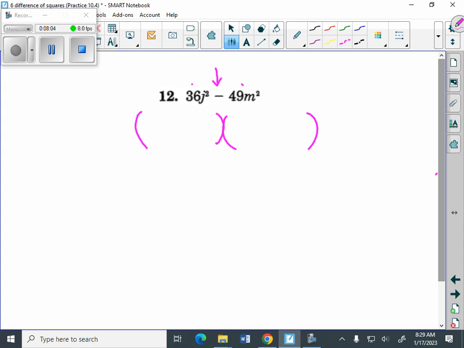Square root of 36, or what times itself equals 36? 6 times 6. Square root of j squared. Well, j times j is j squared. 49 is 7 times 7, or the square root of 49 is 7. M squared is m times m. Difference between 2 squares, different signs.